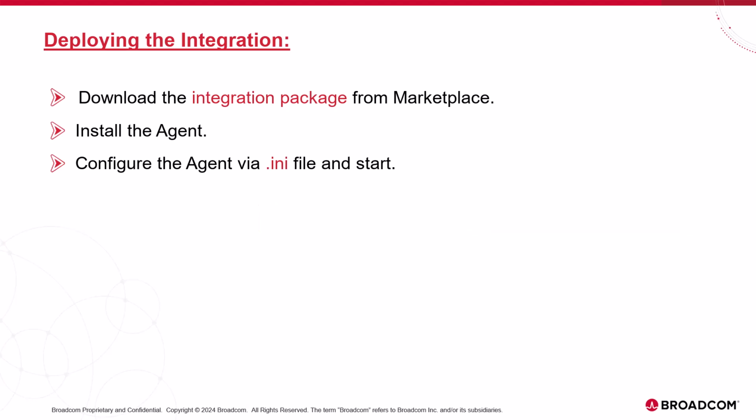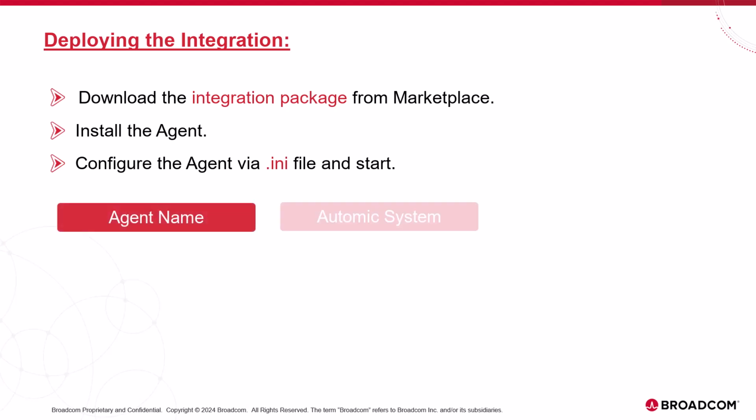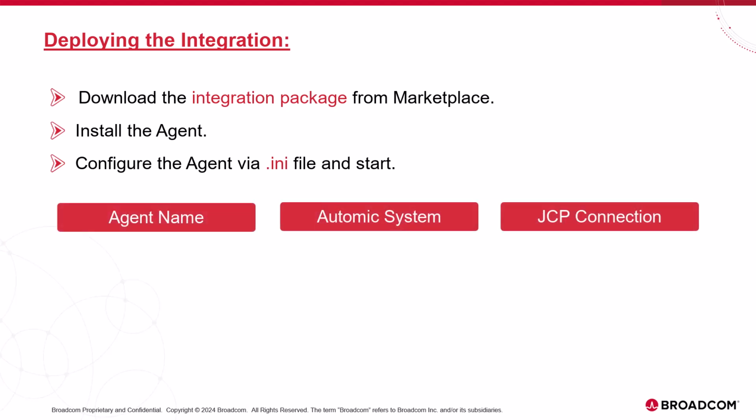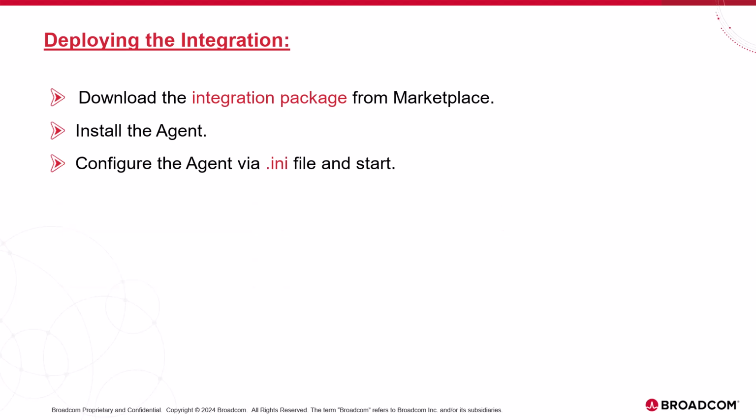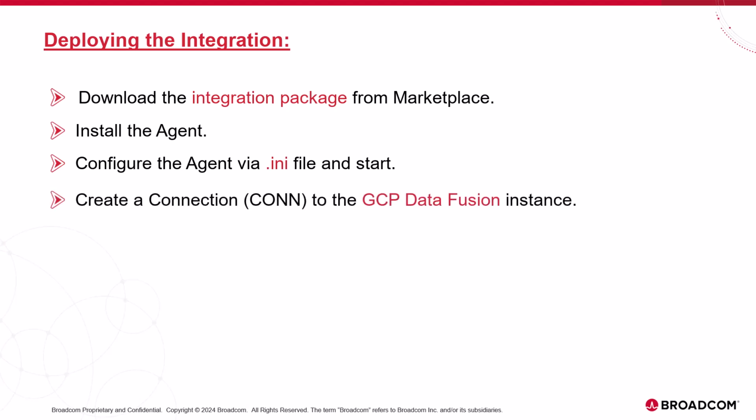GCP Data Fusion is a standard Automic agent. It requires at least 4 values to be updated: agent name, Automic system, JCP connection and TLS port, and finally TLS certificate. When the agent is configured, we start it. New object templates are deployed. We create a connection to every GCP Data Fusion instance we need to support.